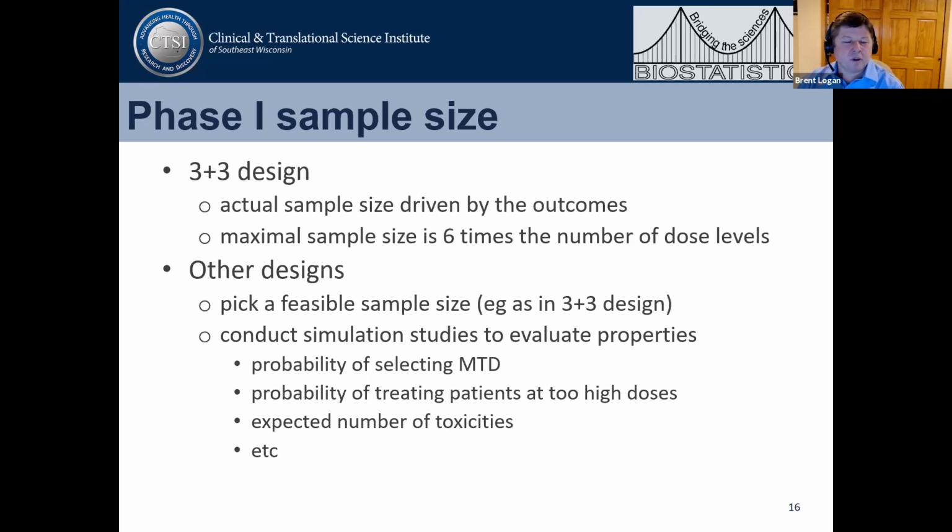So that's typically what investigators would be seeing from a statistician: some kind of a simulation study that describes how the design performs with a particular sample size. As the sample size goes up, the likelihood of selecting the MTD will typically go up if you've got a good design. So you should be honing in and closing in on that MTD with larger numbers of patients.